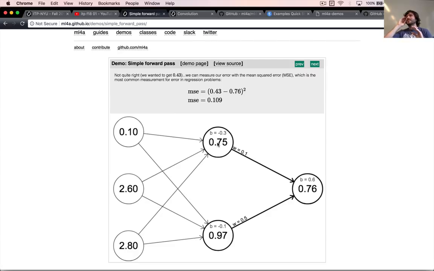And sometimes when forming mental models, it's very easy to conflate the weights and the activations. They're separate. The weights are on the connections, and the activations are in the neurons.